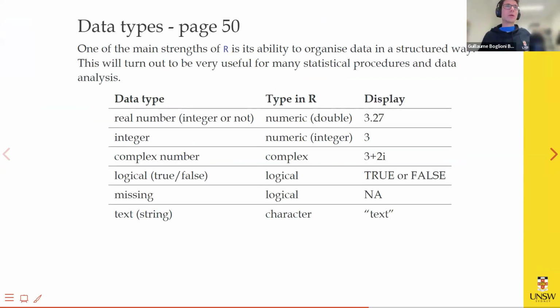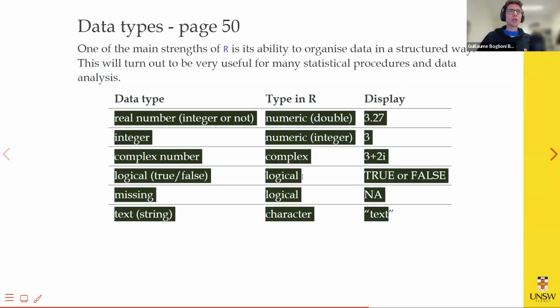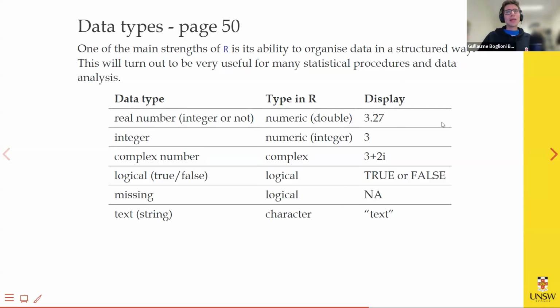Okay, just a few comments on data types. One strength of R is its ability to organize data in a structured way. This will turn out to be very useful for lots of statistical procedures and data analysis in general, to have some objects that are numerical, some objects that are characters, some objects that are logical. Those are, I suppose, the main data types, but there's a few more. So this is a summary table.